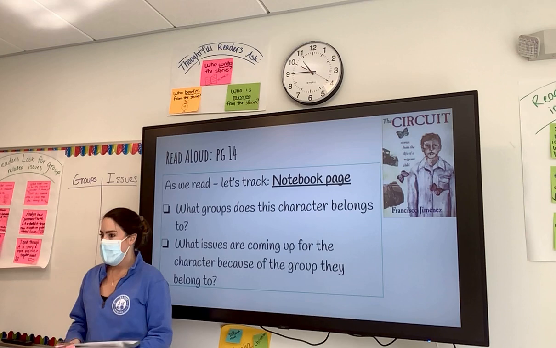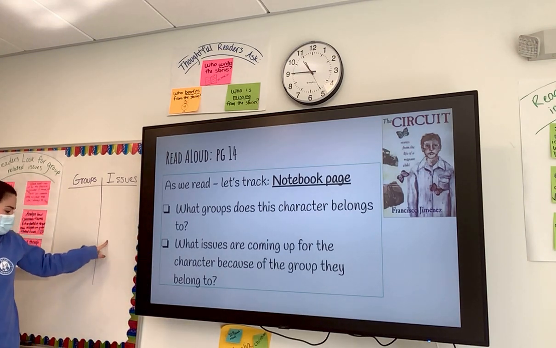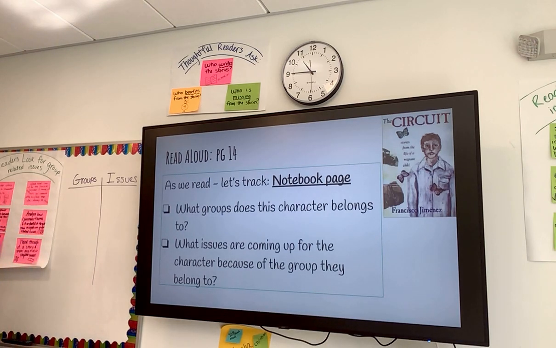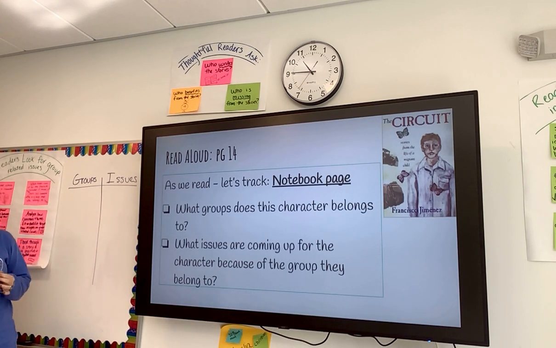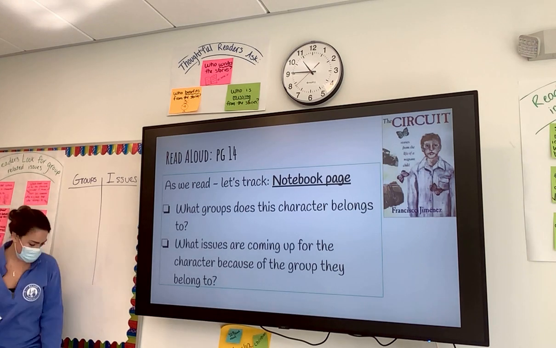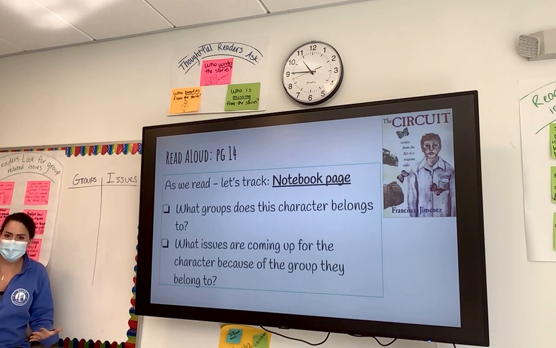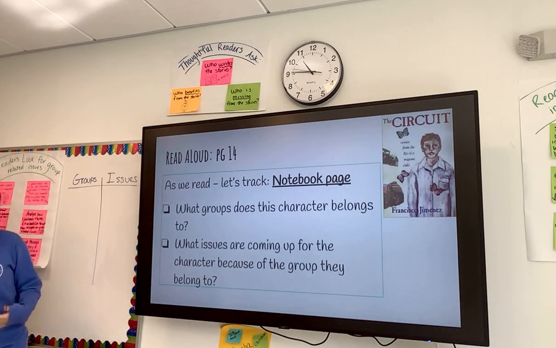All right, wow, readers, a lot has already come up, and I bet we could begin working on this chart now. So take a few minutes, think about what groups these characters are a part of and what issues have presented for them. All right, so let's go ahead and get started. What groups is Francisco a part of? And remember, we can always refer back to our social groups are based on chart, which is in your notebook as well. What groups is Francisco a part of?